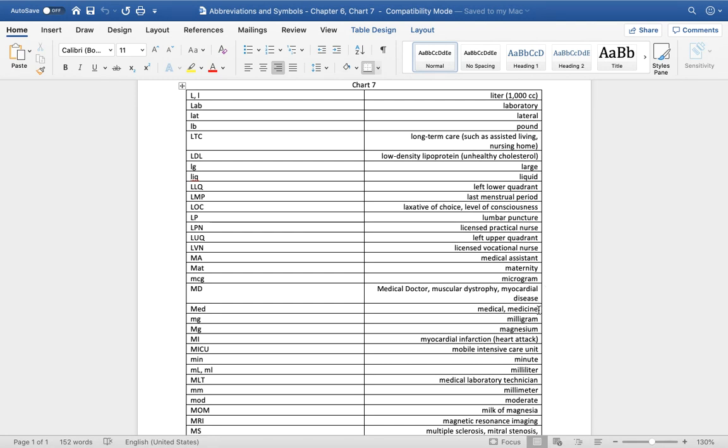Med, this is short for medical or medicine. Like you can ask a patient if they have taken their meds today, which is their medicine.